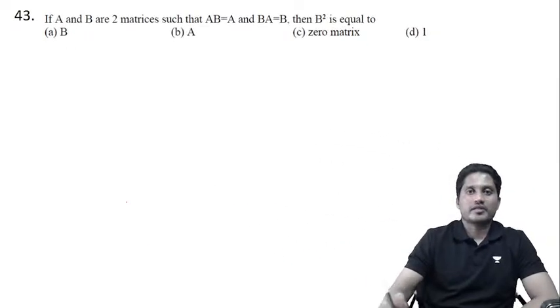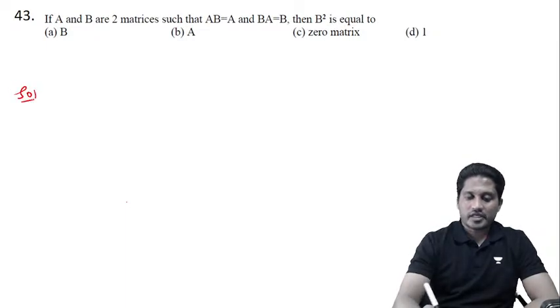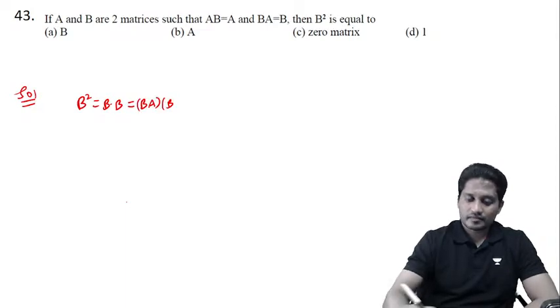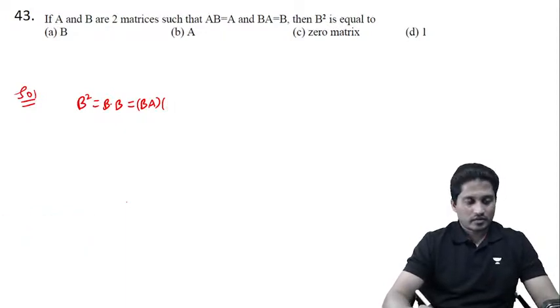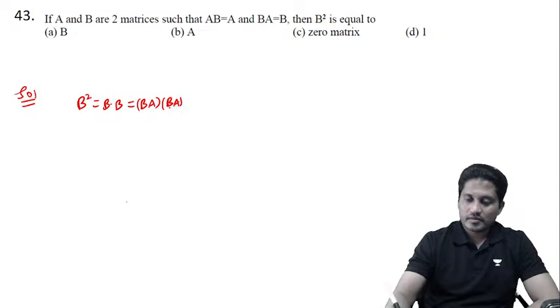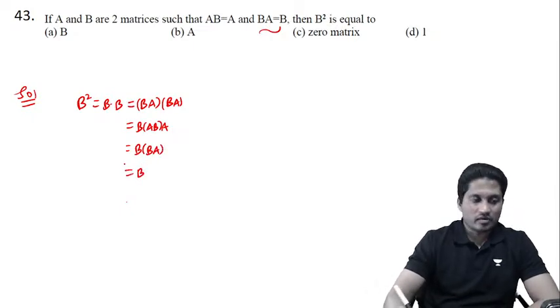Okay, question number 43. We did a similar question in the previous video, guys. B square can be written as B into B, right? And B is same as BA. Now matrix multiplication is associative, B into A, right? This B I'll keep as it is. BA is same as B. So this is B into A. B I'll keep as it is. Again B into A is equal to B.